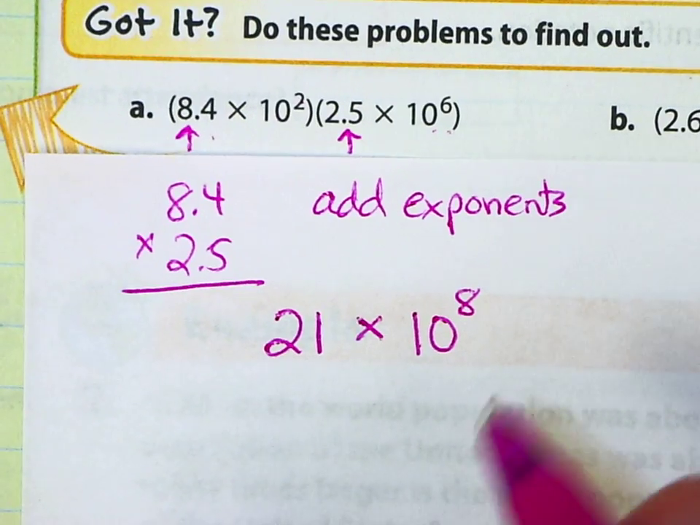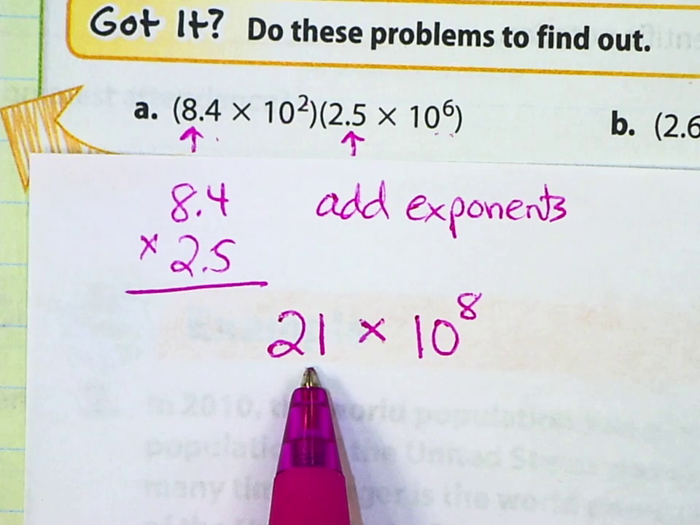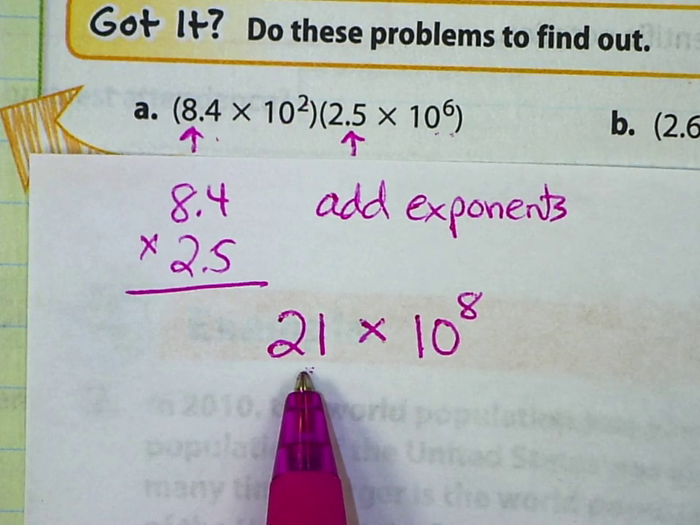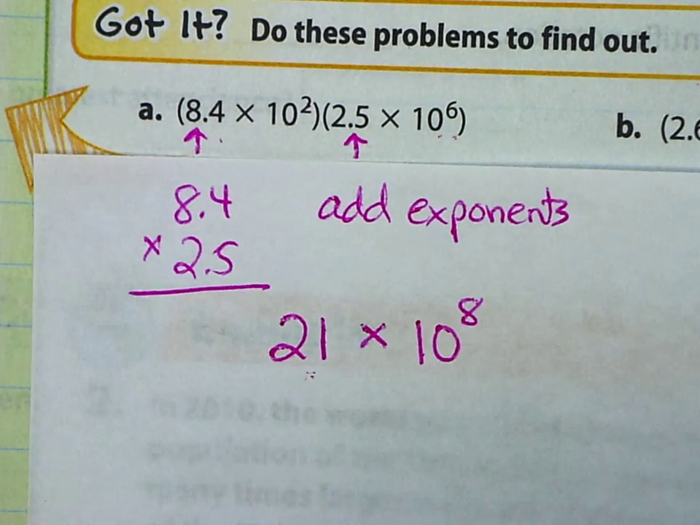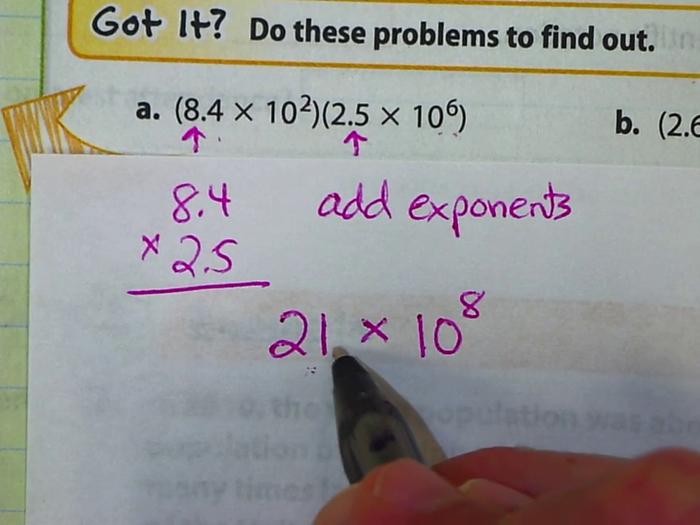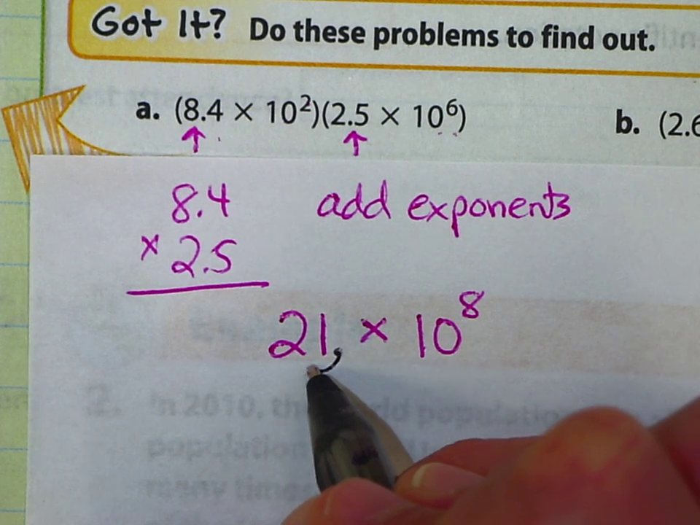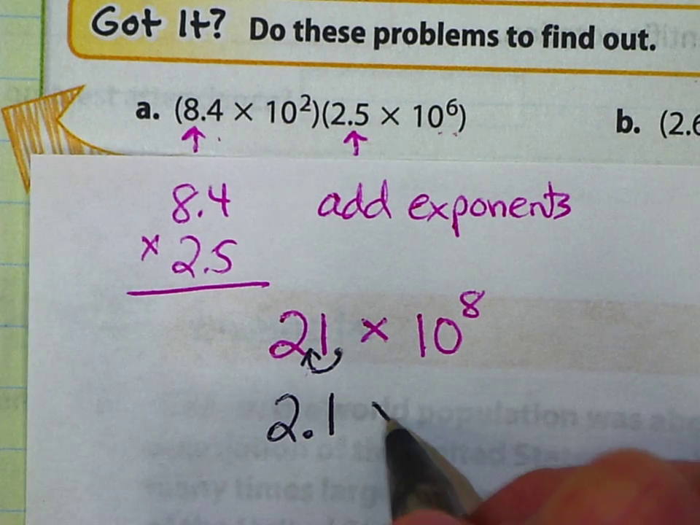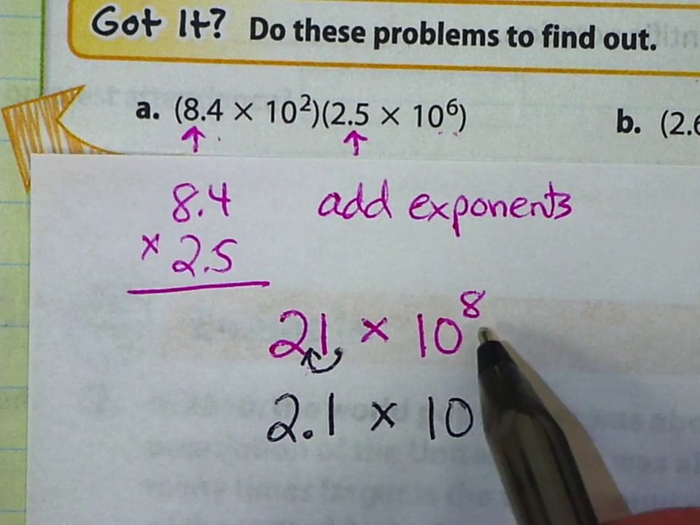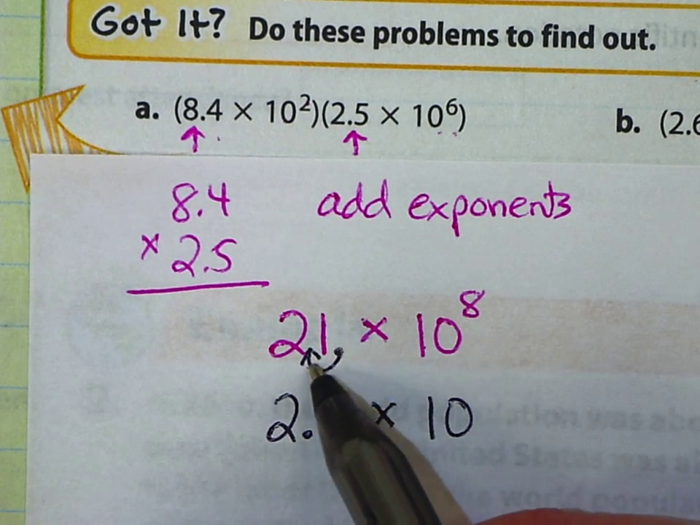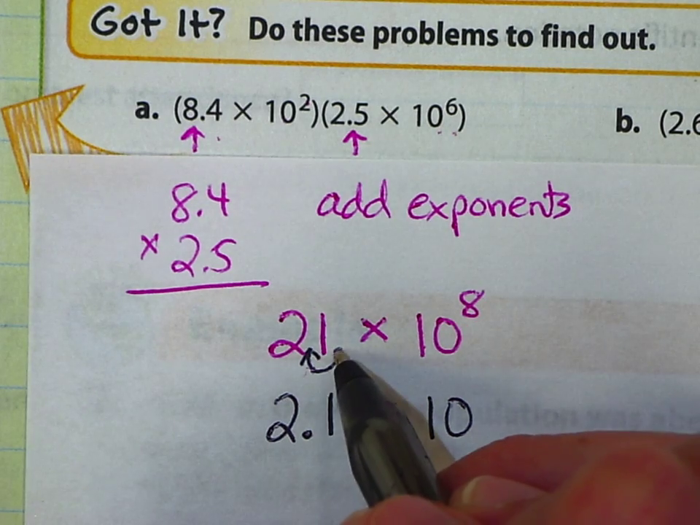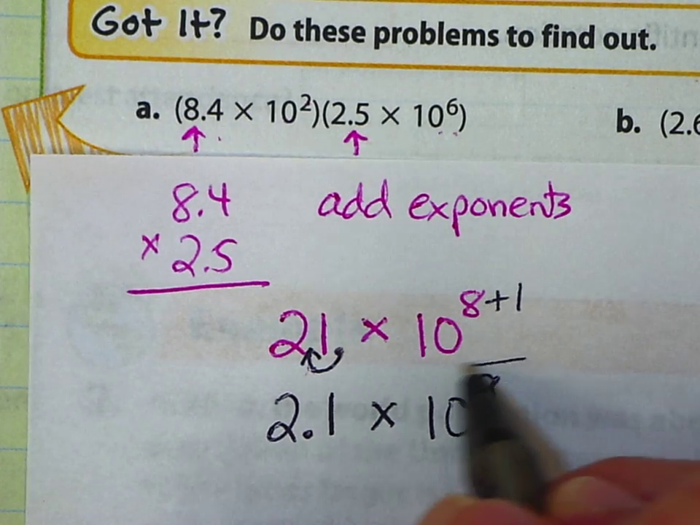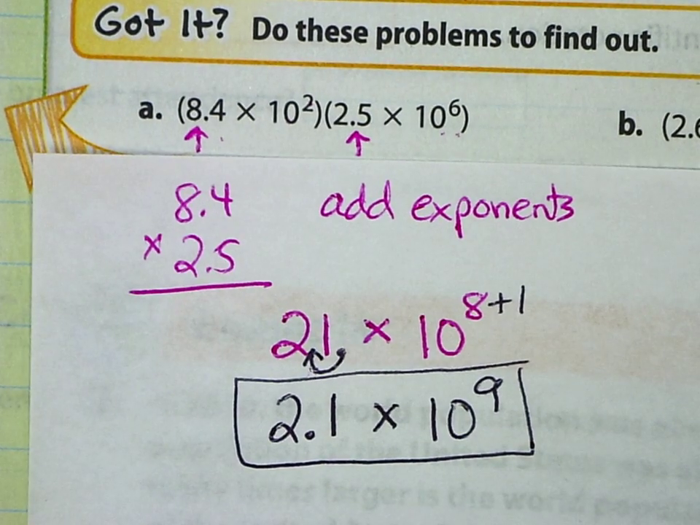So right now this is almost scientific notation, except remember, this number has to be 1 or more, but less than 10. Right now it's 21, so we're going to move the decimal. The decimal right now in this number is at the end. If we move this decimal one place to the left and stop it right there, now our new number is 2.1. And remember, if we move the decimal, we have to account for that move in our exponent. Because we moved 1 left, we're going to add 1. So 8 plus 1 would be 9. That is our final answer in scientific notation.